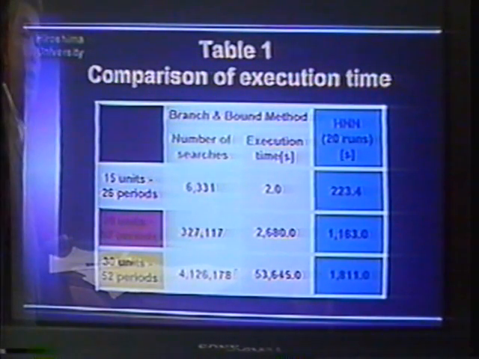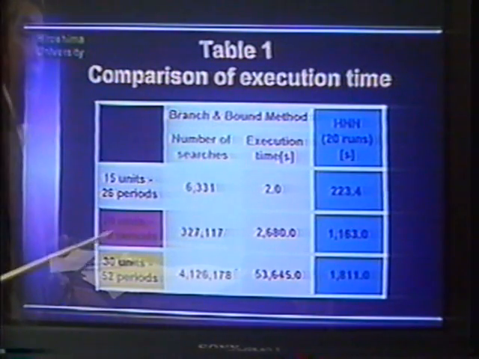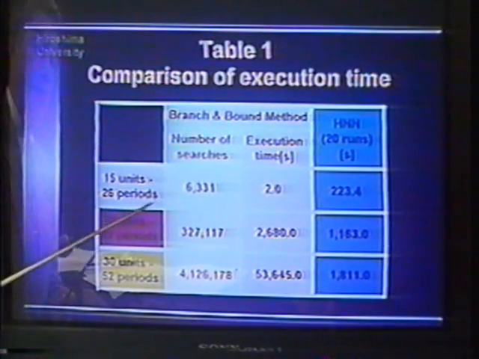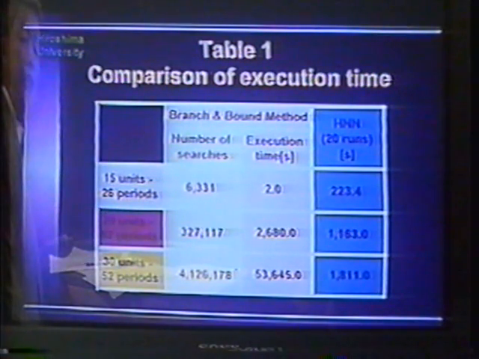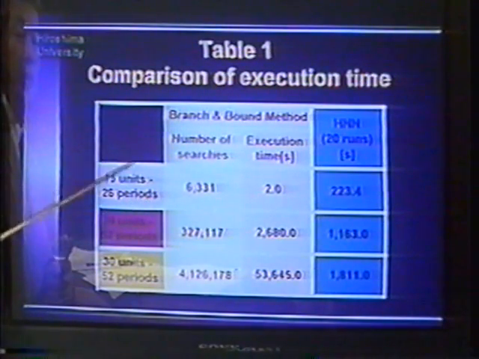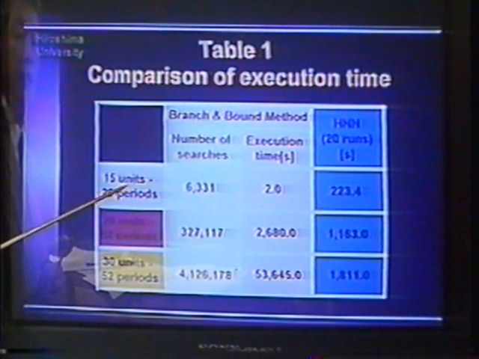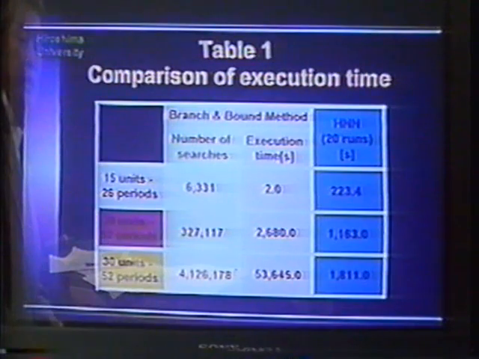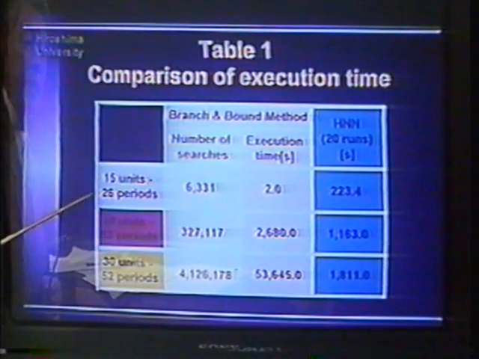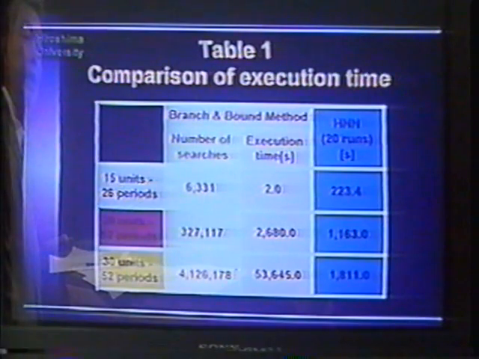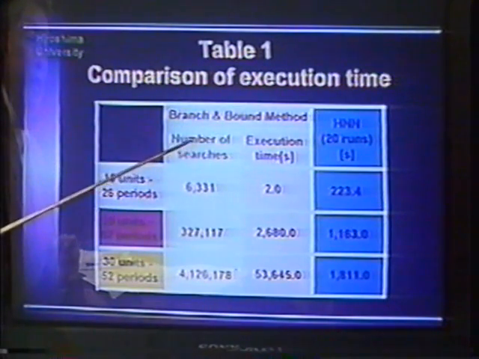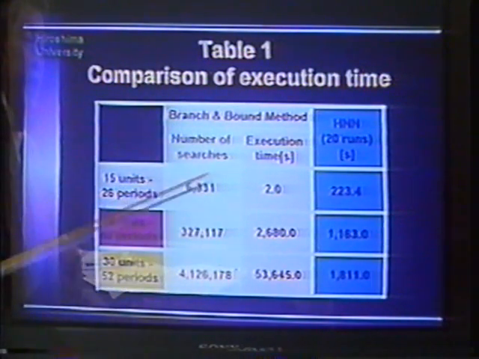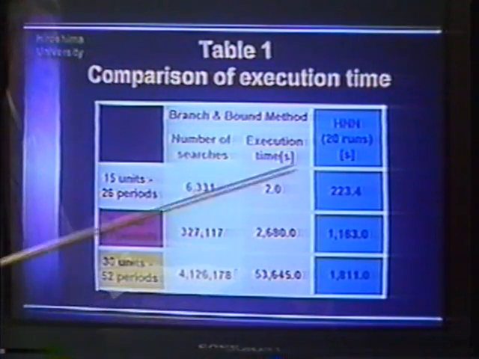So this is a comparison of the execution time. This is a base case, and we intentionally chose very small scale problems. Units decreased to 15, and periods divided twice, so twice as long, and so 26 periods per year. And this is the branch and bound method solutions, and this column shows the number of searches, and this is execution time in seconds.